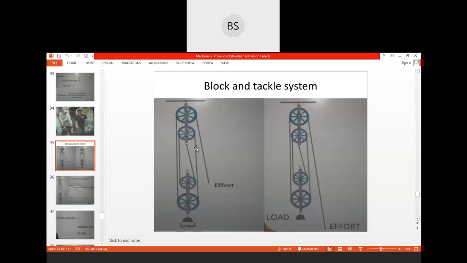When a string or rope is bound in pulleys together, it is called what? Tackle. You should not give only the answer "string or rope." Okay. When the string or a rope is bound in pulleys all together, it is called what? Tackle.